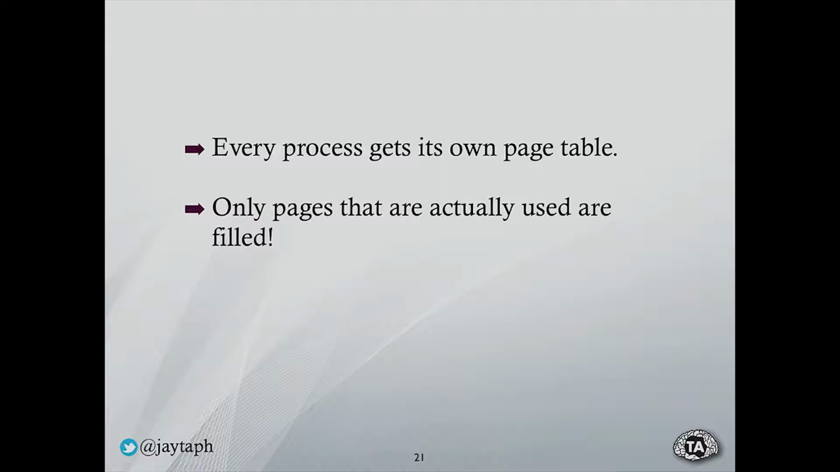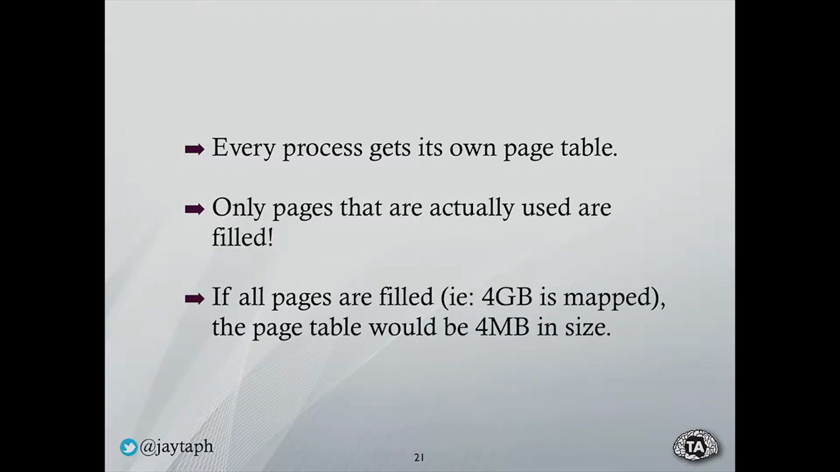Only the pages that your application uses, so only the blue blocks basically, are filled in the phone book. So a phone book starts very small, with nothing, or at least not a lot, filled in. As soon as you start using memory, more pages will be filled in and mapped to physical memory. If you want to map all 4 gigabytes of virtual memory, then that page table would be around 4 megabytes in size. So it's fairly small compared to the actual memory that is going to be mapped.